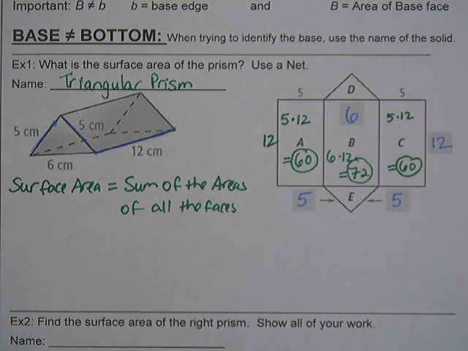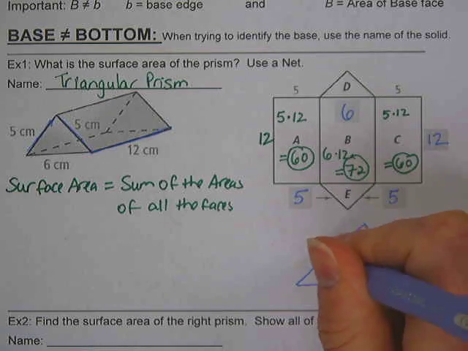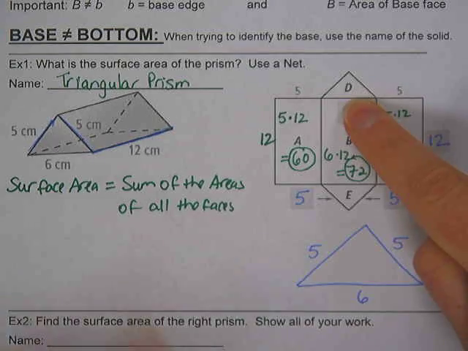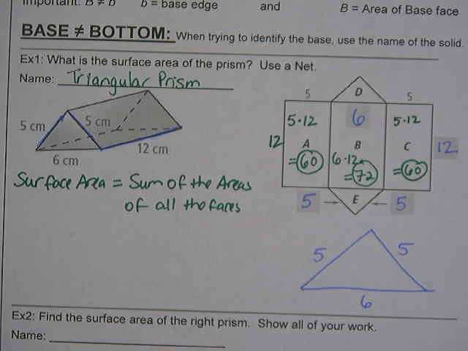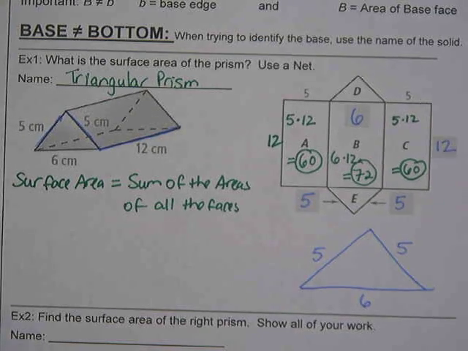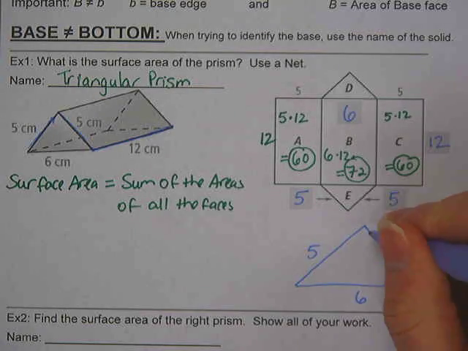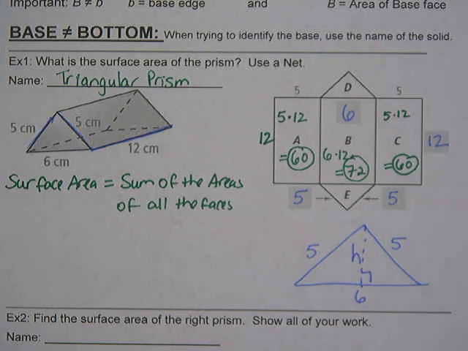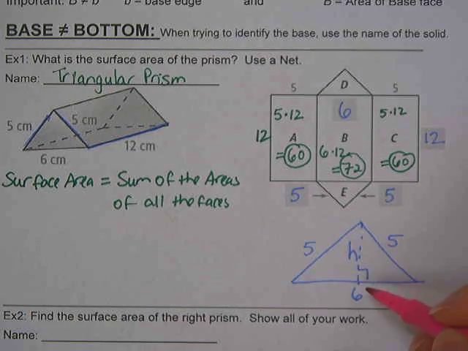Now we need to find the areas of triangles D and E. I'm going to draw a larger triangle because it'll be easier for me to mark it up. When I mark it up, I have a 5, a 5, and a 6. Whether you're looking at this triangle over here or this one, I think it's easier to just redraw the triangle. For the area of a triangle, it's 1/2 base times height. If I look at this picture, clearly there's no height yet, so I'm going to drop down a perpendicular to get a height. I'm going to label it with an H.